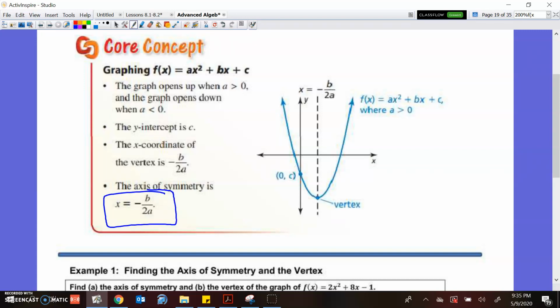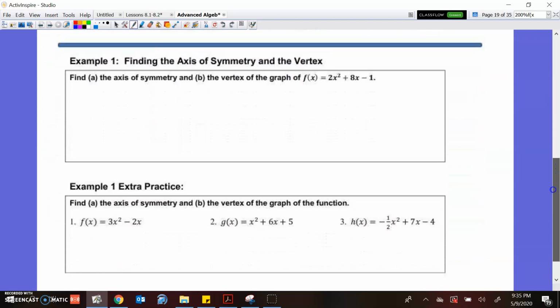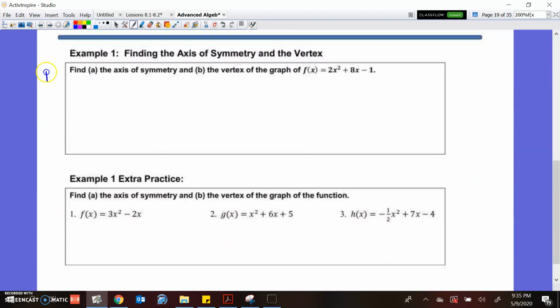Now what we're going to do, our first step, step 1, is going to be to go ahead and find the axis of symmetry, because that gives us a starting point. Okay, so let's go ahead. We're going to try these 4 down below: this one, and then 1, 2, and 3. And we're going to just find the axis of symmetry, the first thing they're asking.